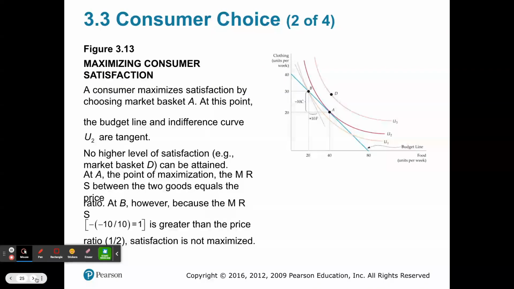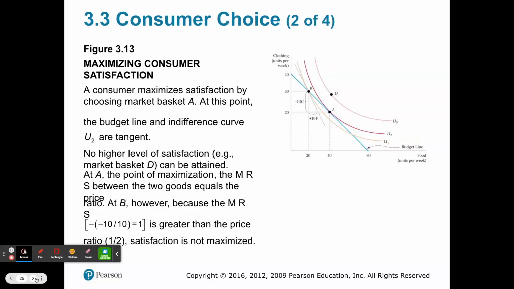And so what you can see here is that if we draw these all out, we know D is preferred to A because D is on a higher indifference curve than A. But what's the problem with point D? We can't afford it. The budget constraint doesn't even touch D. So D is unaffordable. What about A and B? A and B are both on the same budget line. So they're both affordable. But we know that there has to be some relationship between A and B.